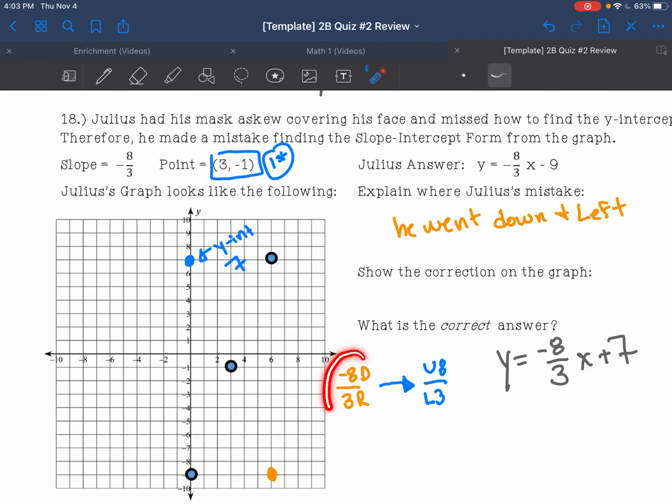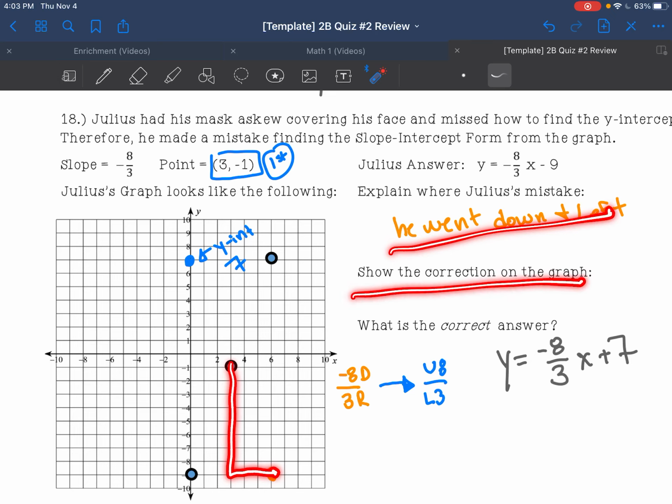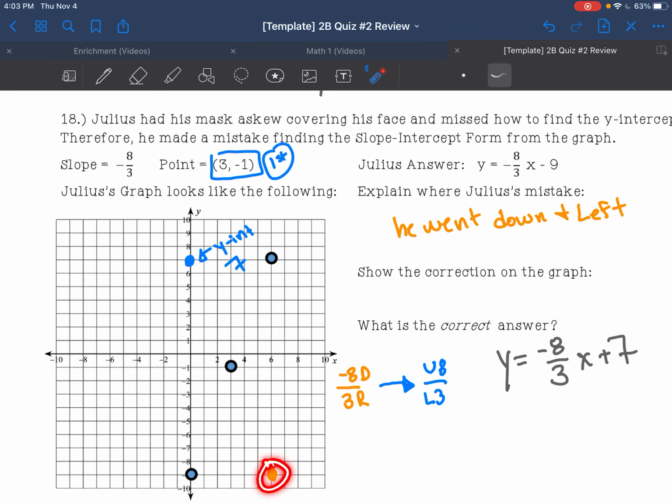However, our slope is negative 8 over 3. So that means you go down 8, right 3. And Julius did not go down 8, right 3. It looks like he went down and left, which is incorrect. So we're going to show the correct way on the graph, which you see as this orange point. But that's getting away from our y-intercept. So that means we have to go in the opposite direction. So that means we go up 8, left 3. So going from our original point, up 8, left 3, gives us a y-intercept of 7. So we can write our correct slope-intercept form, which is y is equal to negative 8 over 3x plus 7.